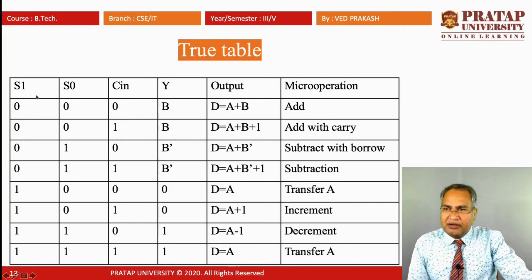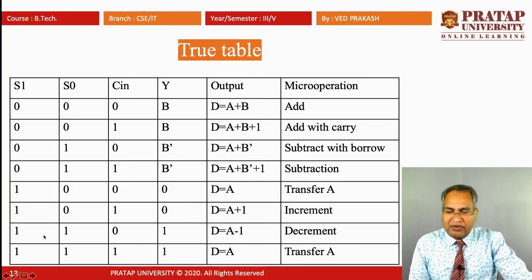Similarly, in case of S1, S0 and C in 1, in this case we obtained at the Y terminal all bits 0, and at the output terminal we obtained A plus 1. That denotes the increment operation or increment micro-operation.